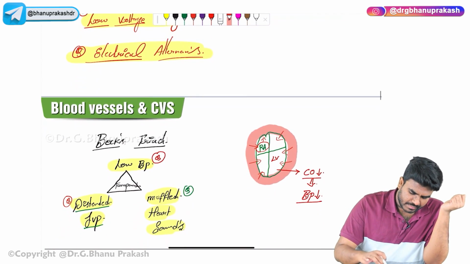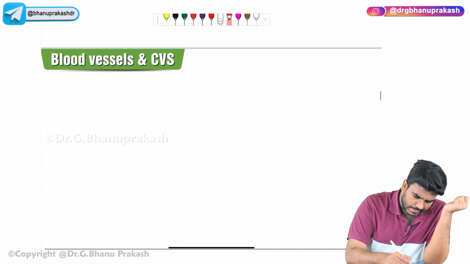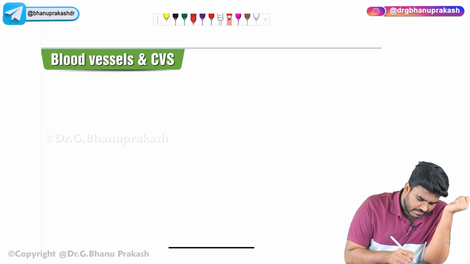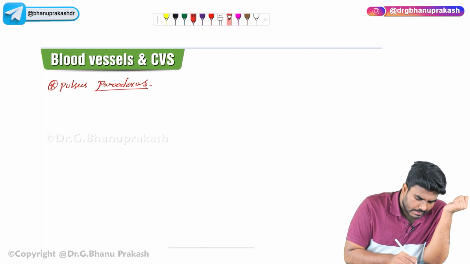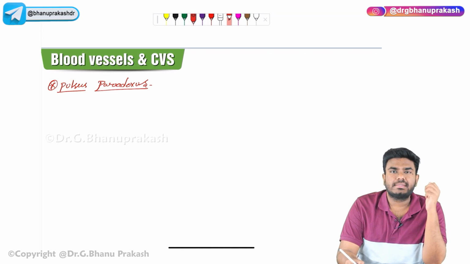What else can be seen in these patients? Let me write here. These patients with pericardial tamponade usually have something called pulsus paradoxus. So what exactly is this pulsus paradoxus and why is it seen?